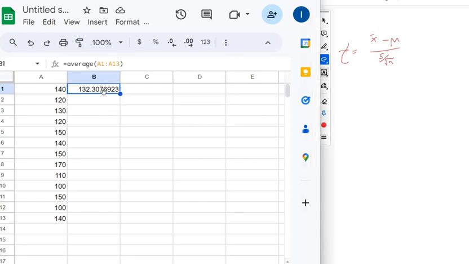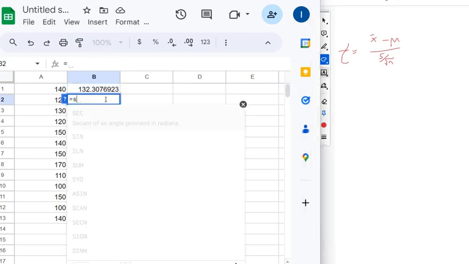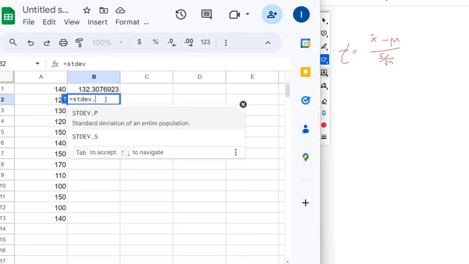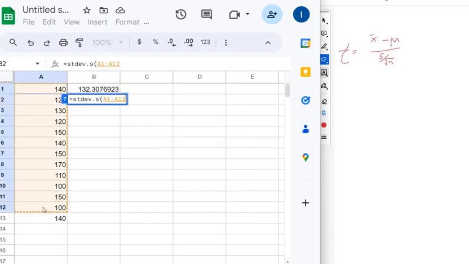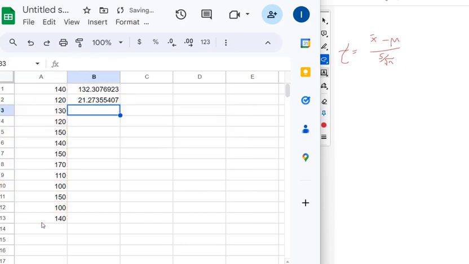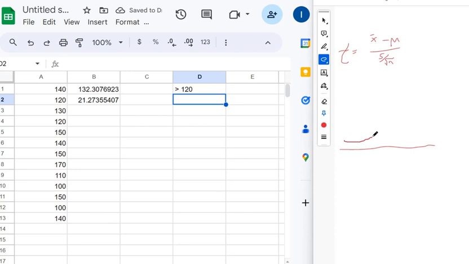Okay, so I've got my mean. I need my standard deviation, equals stdev.s. Click and drag. So I've got this number, I've got this number. This number comes from whatever hypothesis you're trying to test. So let's say I'm trying to test to see if column A is greater than 120. It's important to note that this is a right-tailed test. And there'll be a different function if it's two-tailed that I'll show you in just a bit.